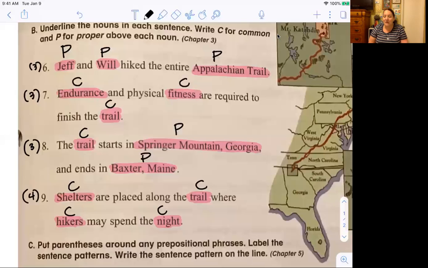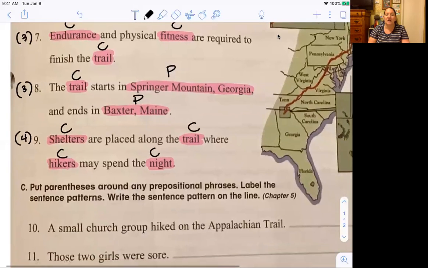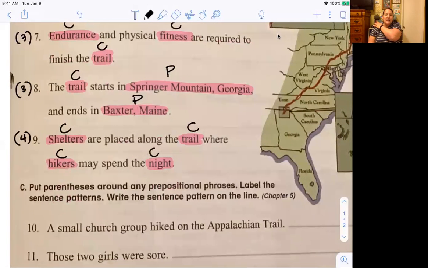Sentence 8 has 1 common noun, trail, and 2 proper nouns. Springer Mountain, Georgia. Remember, it's all together in 1, like Chula Vista, California. That would be 1. And Baxter, Maine is a proper noun. Number 9, shelters, trail, hikers, and night. Now again, shelters is capitalized, but it begins a sentence, so it's still a common noun.